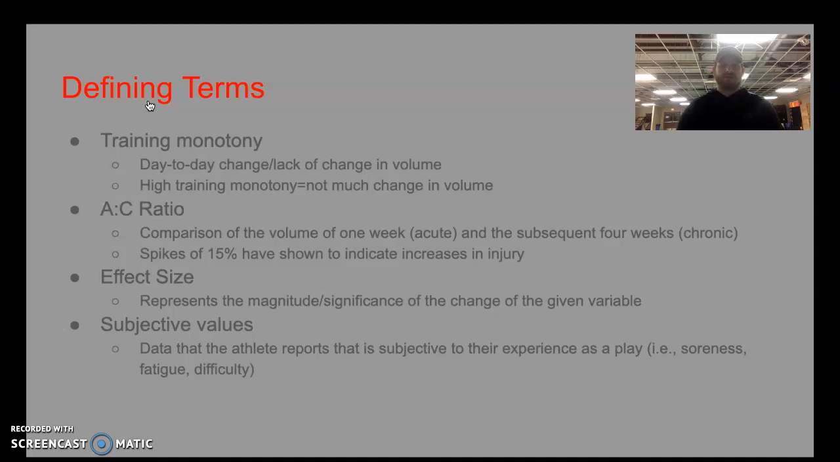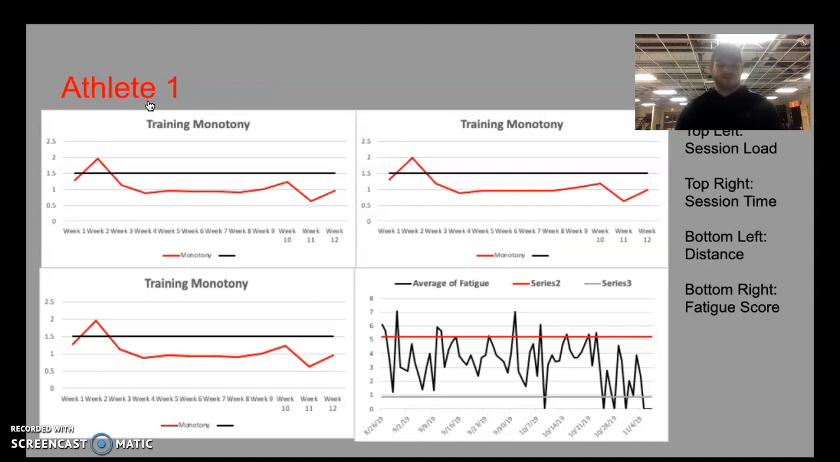Effect size represents the magnitude or the significance of the change of a given variable. And subjective values are the data pertaining to the experience of the players. So soreness, fatigue, difficulty of the training session, things like that. So as we get started, here we have athlete 1.